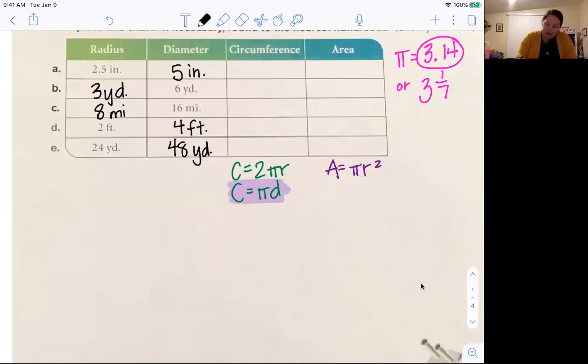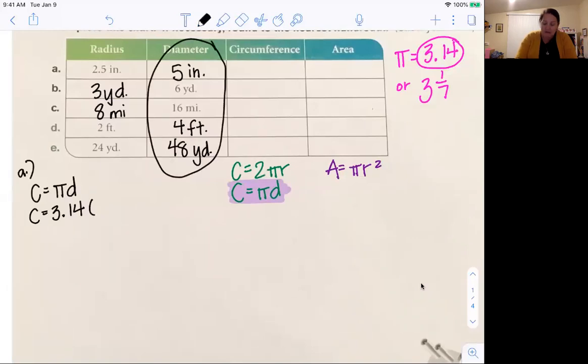Okay, so let's look at 3A. We're going to do circumference equals pi times diameter. This is A. Circumference equals, remember pi is 3.14 times my diameter, in this case 5 inches. 3.14 times 5, I'm going to do the multiplication over here on the side. 3.14 times 5, and this is where your scratch paper would come in really handy.